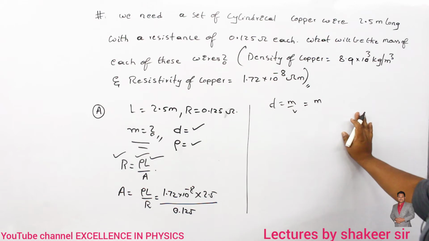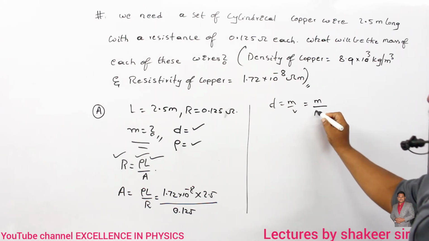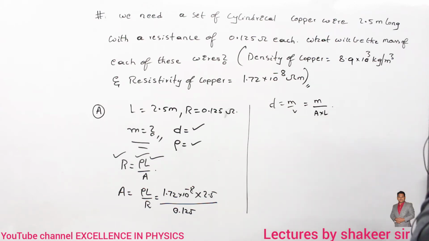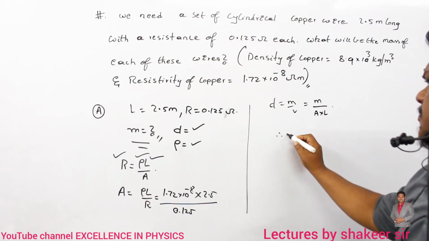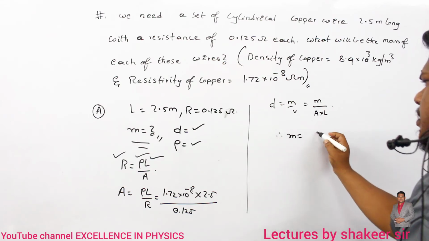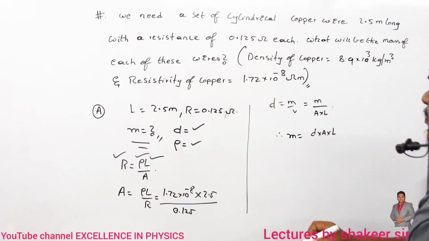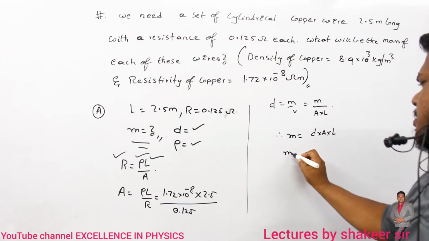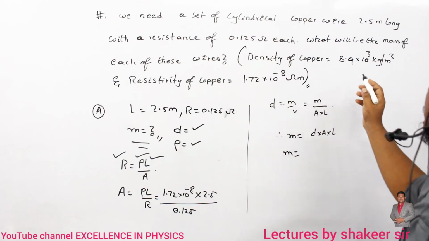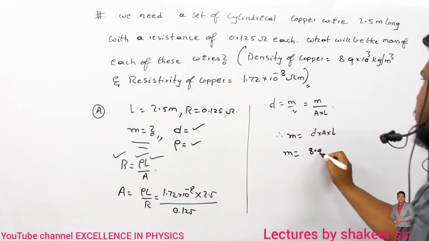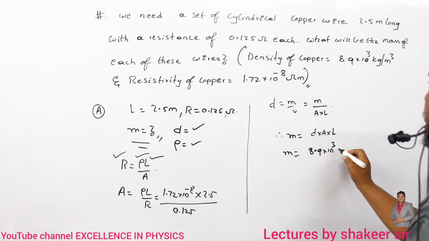Density is equal to mass by volume. Volume can be written as area of cross section into length. Clear? So therefore, mass of the body, how can I calculate? Mass of the body can be calculated as d into A into L. Density is already given. What is the density? 8.9 into 10 power 3 kg per meter cube.